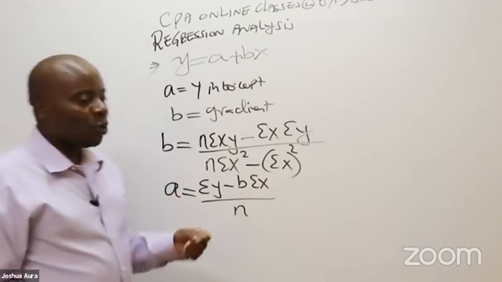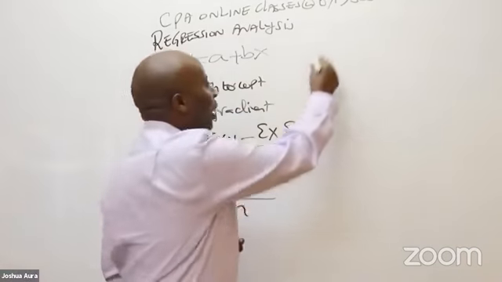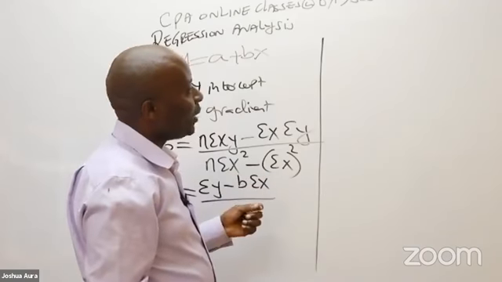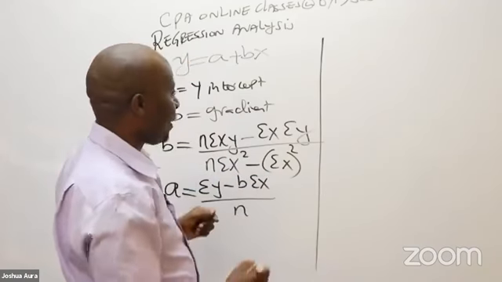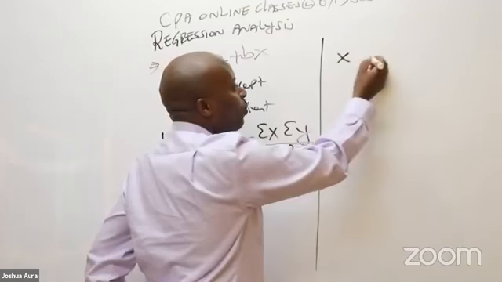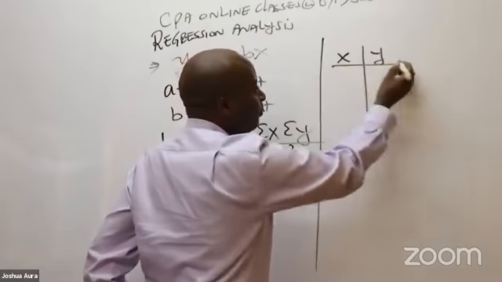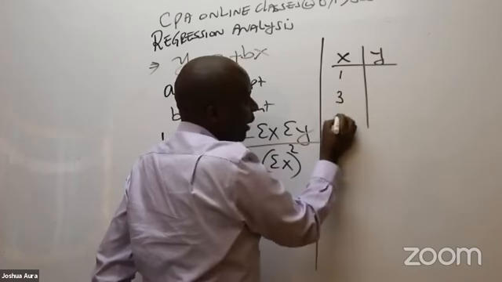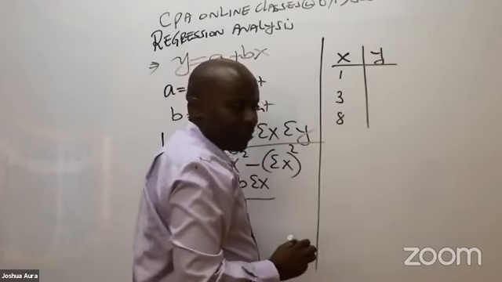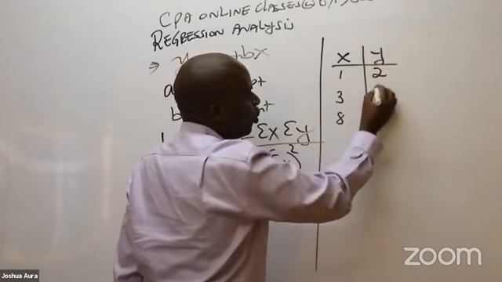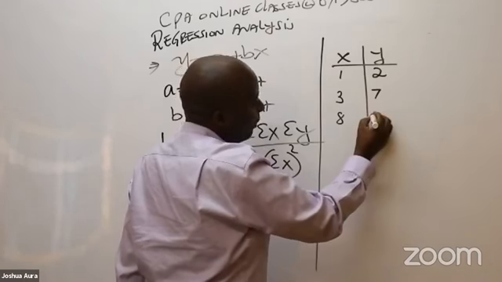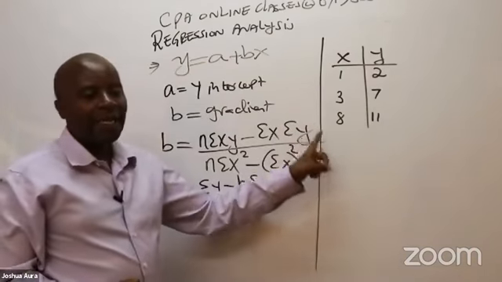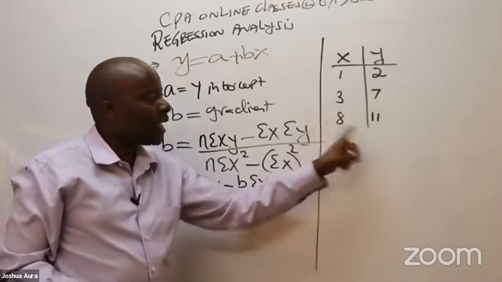Now, I would want us to use a very simple illustration of how to come up with the two parameters. Assuming you are given two parameters, x and y, with values of x, for example, 1, 3, and 8, and values of y, perhaps 2, 7, and 11. So n here is 3: 3 points.